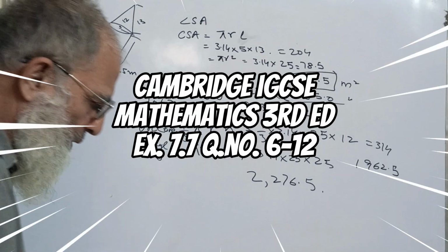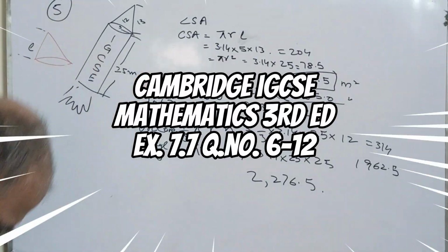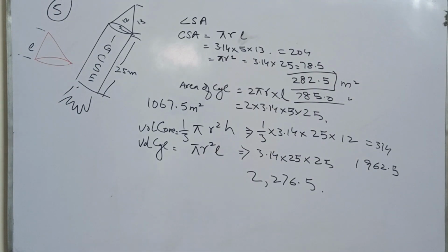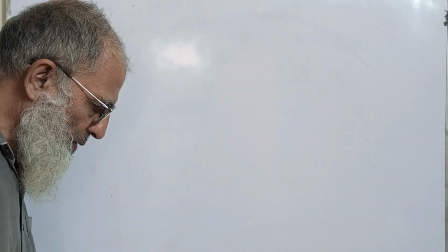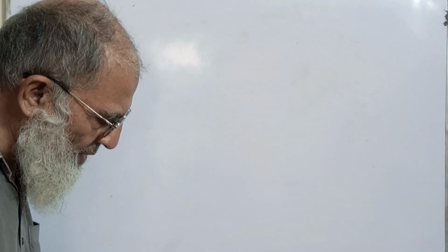So, what we are going to do today is question number 6 of exercise 7.7. Question number 6 is quite a tricky question. The diagram shows a glass pyramid ornament.